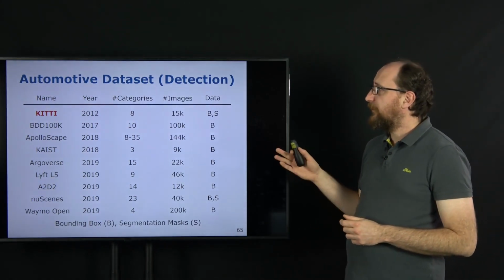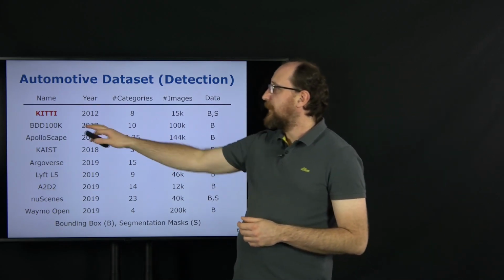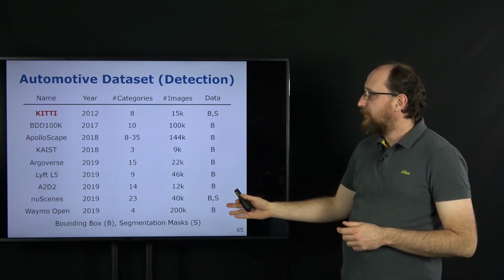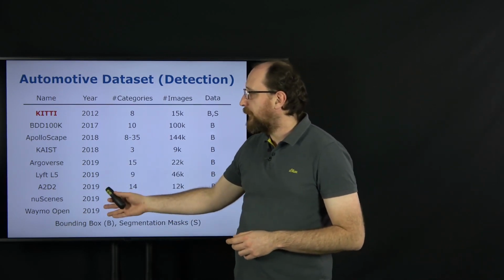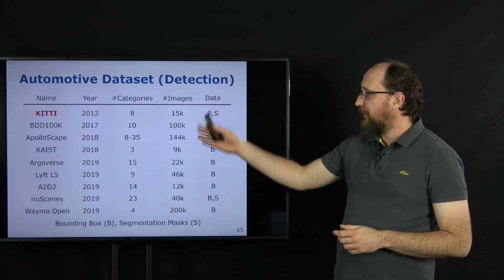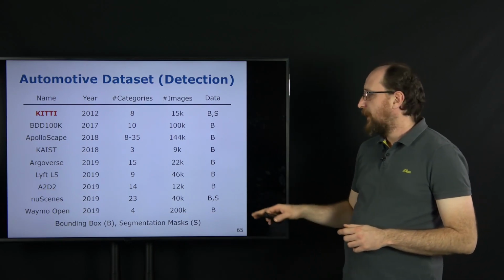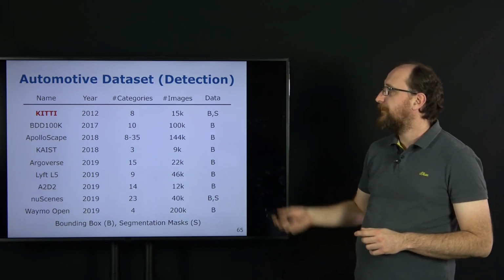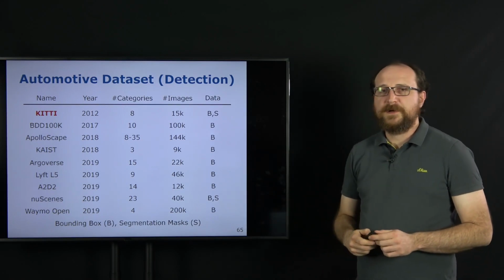Some examples of common object detection datasets are given here. The most famous one is maybe the KITTI dataset, which was produced in 2012. But we also recently see increasing numbers of datasets produced by companies active in the self-driving area. As you can see here, one of the largest datasets is maybe the Waymo Open Dataset, which gives you 200,000 images. Usually they provide bounding boxes, but sometimes also segmentation masks.